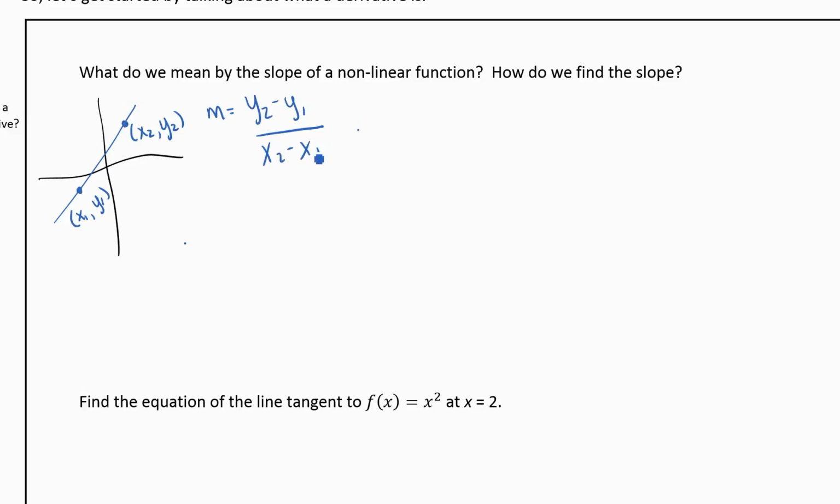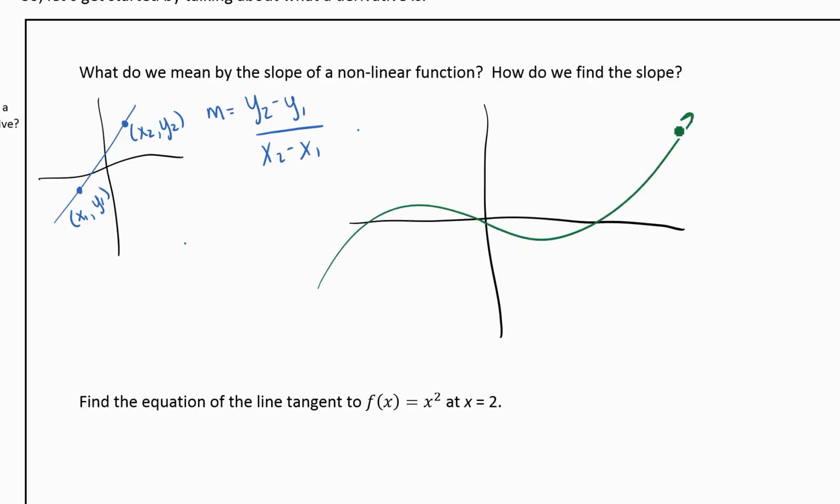The larger the number, kind of the steeper the graph is. And if it's positive, you know your line is increasing. And if it's negative, you know your line is decreasing. Okay? But what if we had something that wasn't a straight line? What if we have something like this? What would we mean by the slope of that? Well, so far we don't have anything that we can use to talk about that.